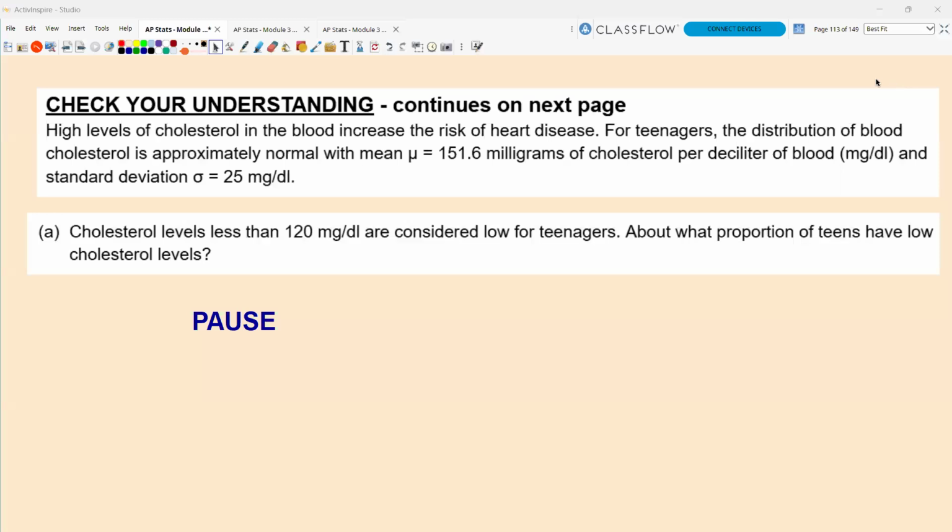All right, here's the question. High levels of cholesterol in the blood increase the risk of heart disease. For teenagers, the distribution of blood cholesterol is approximately normal, with a mean of mu = 151.6 milligrams of cholesterol per deciliter of blood, and a standard deviation of 25 mg per dL. Part A says cholesterol levels less than 120 milligrams per deciliter are considered low for teenagers. About what proportion of teens have low cholesterol levels?